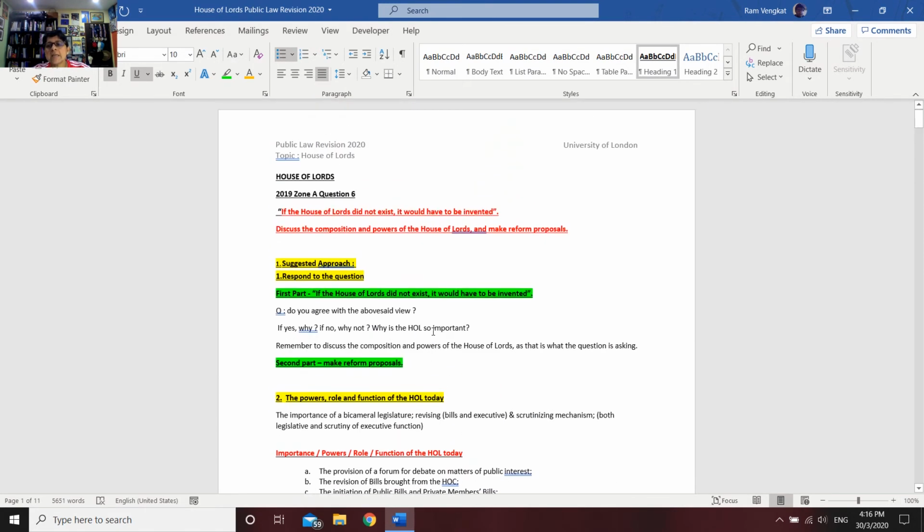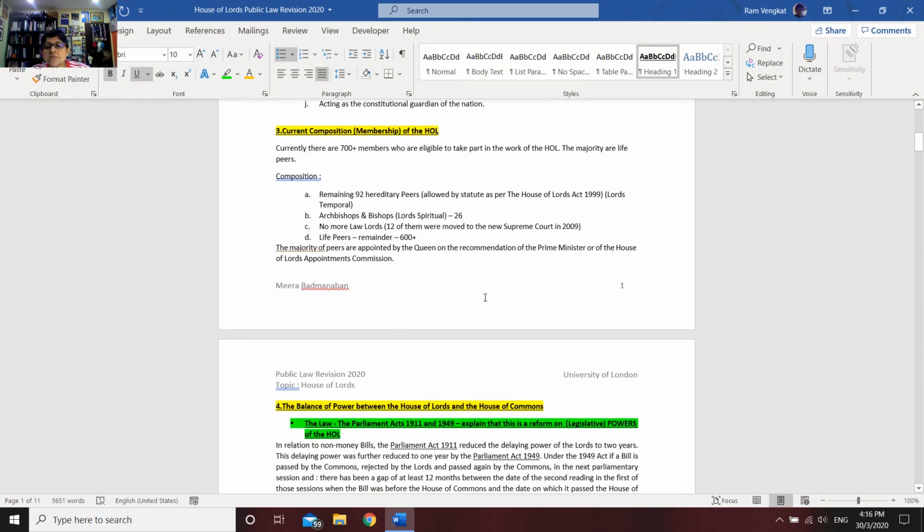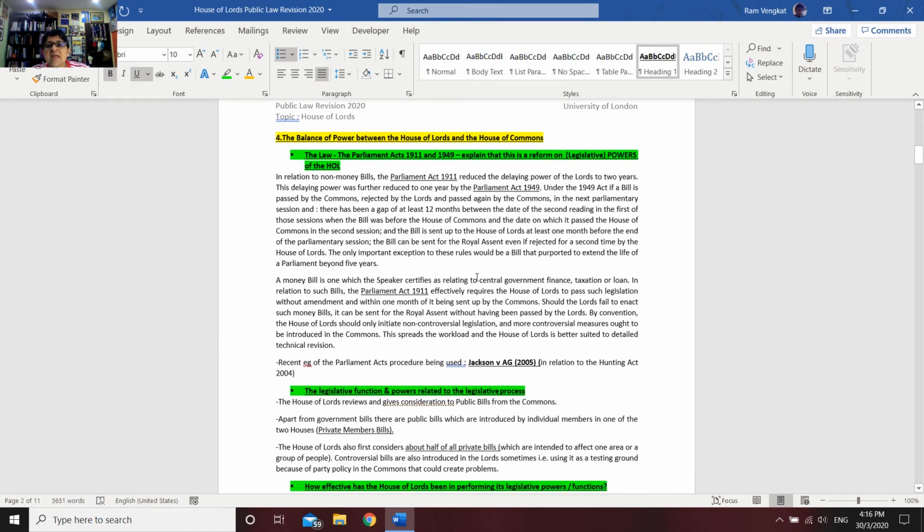Because to tie it back to the question: if the House of Lords did not exist, it would have to be invented. Discuss the composition and powers. You see that word, powers of the House of Lords, and make reform proposals. So we want to tell the examiner about that balance of power between the two houses. And what is the law on that balance of power?